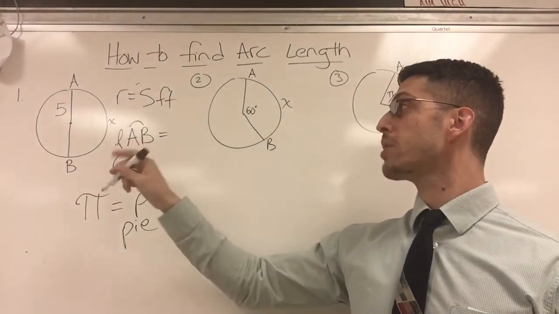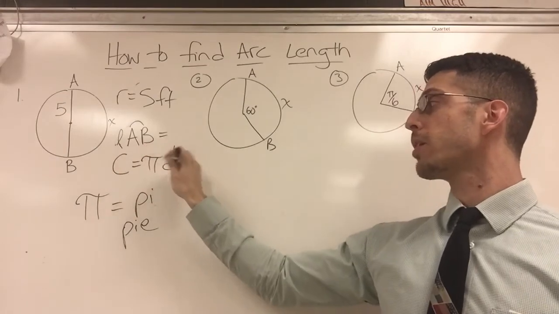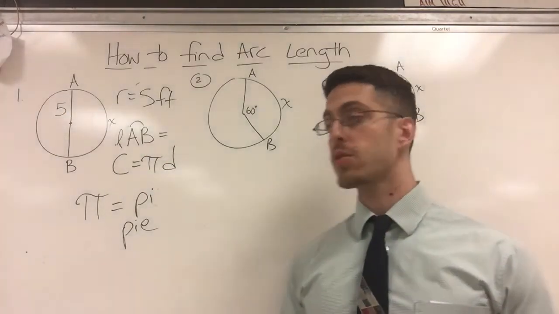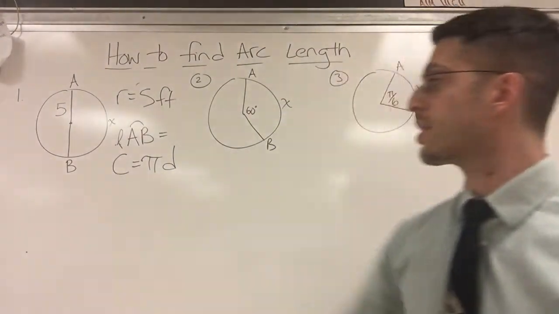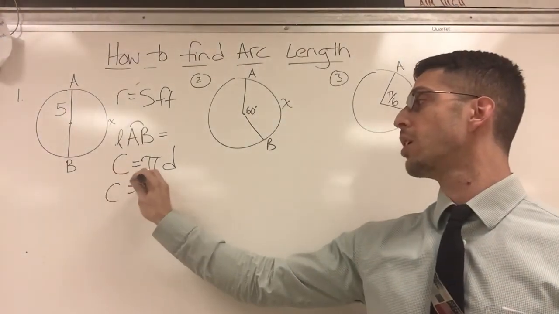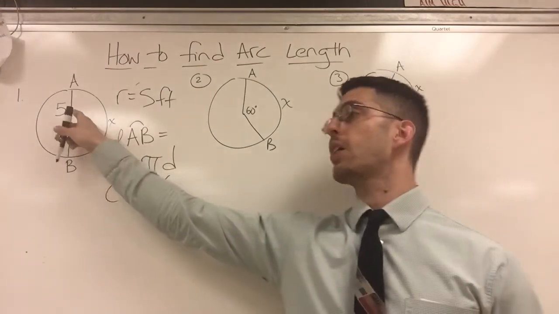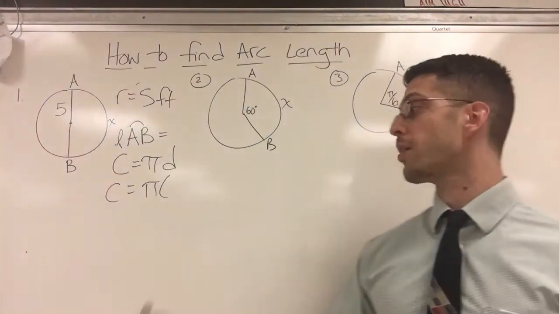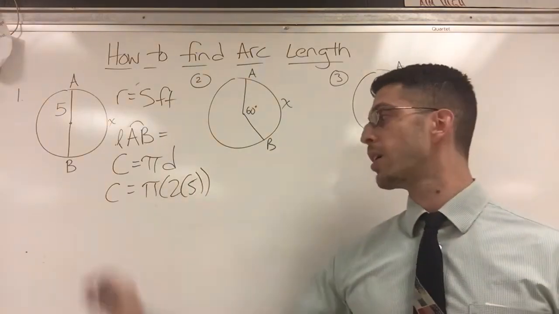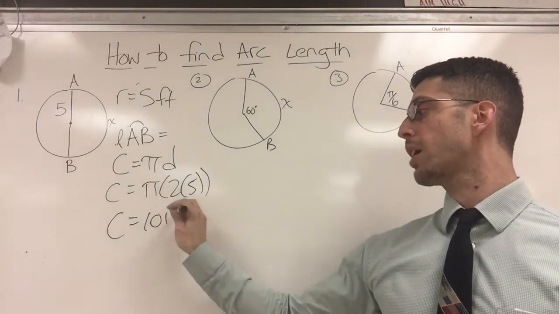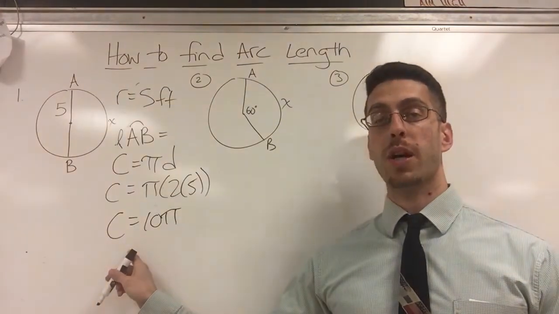So the circumference is pi times diameter. Now let's do it in terms of pi, so I don't need a calculator just yet. That's going to be C equals pi times, I don't know what my diameter is, all I know is the radius is 5, but I do know that 2 times 5 is the diameter. So that's going to be 10 pi. I got my circumference, okay?